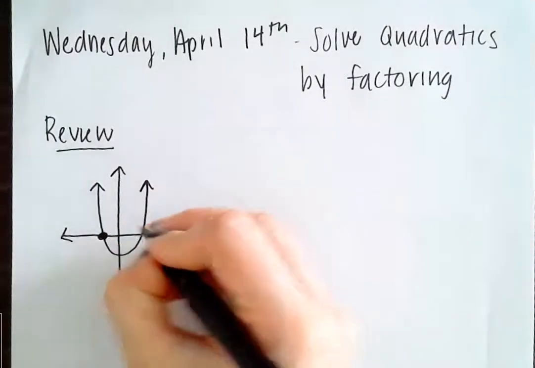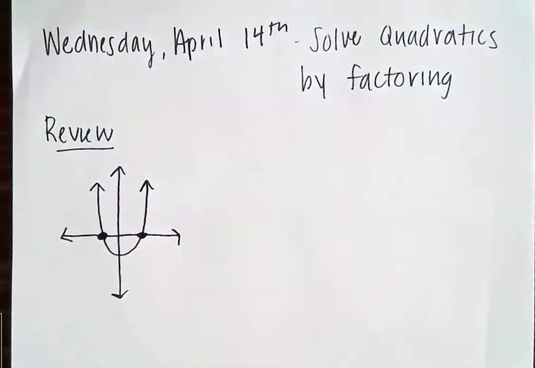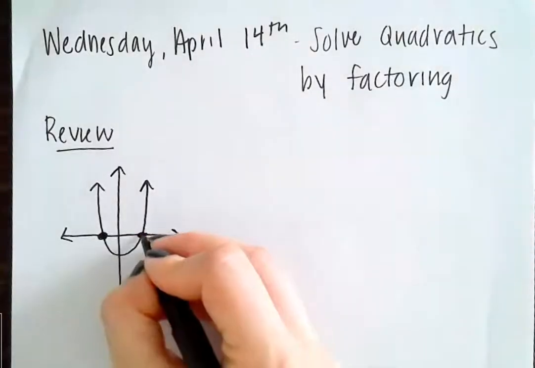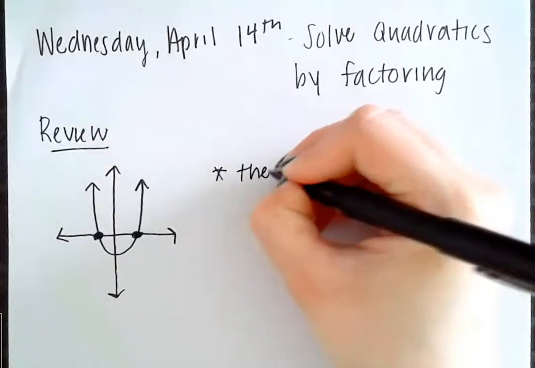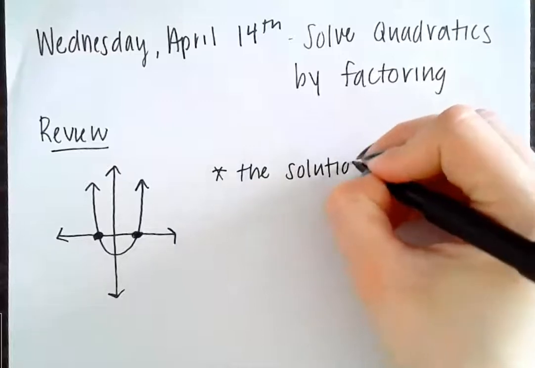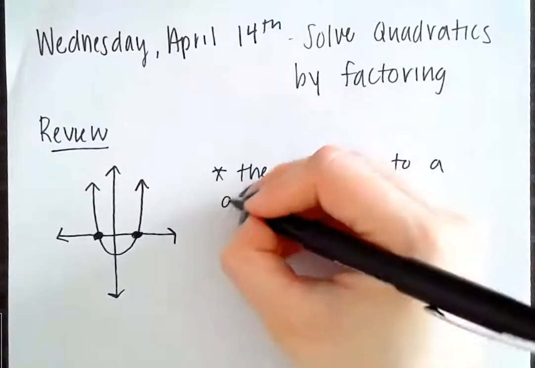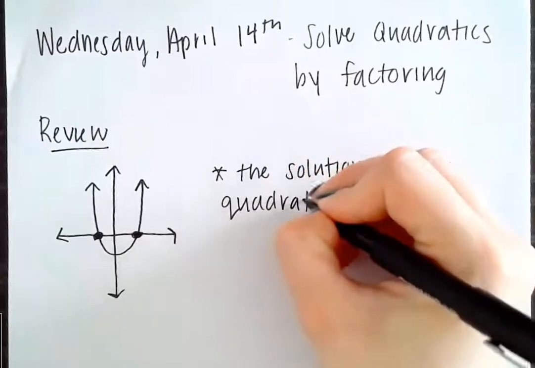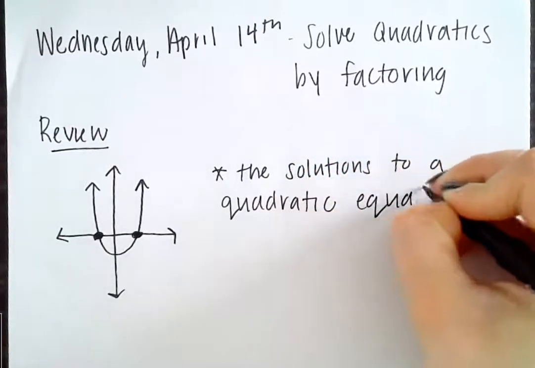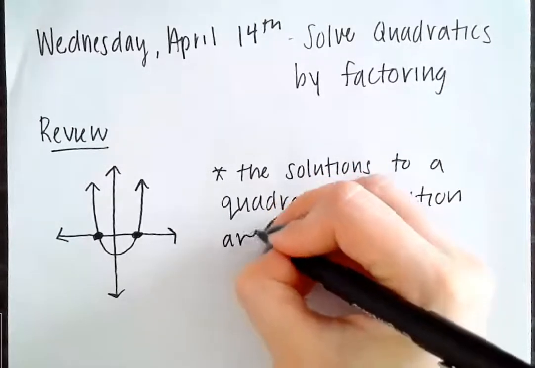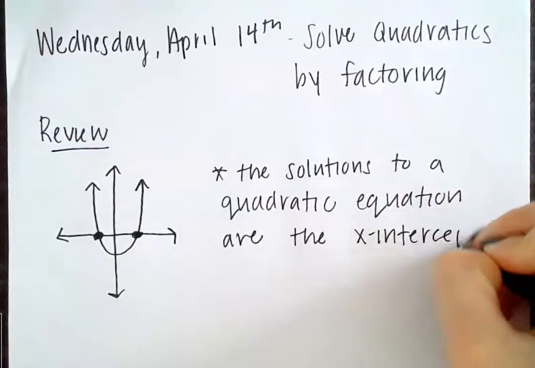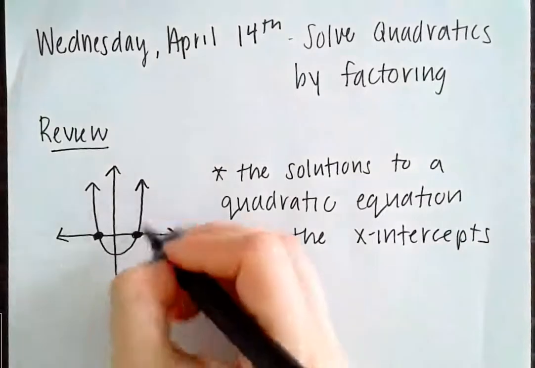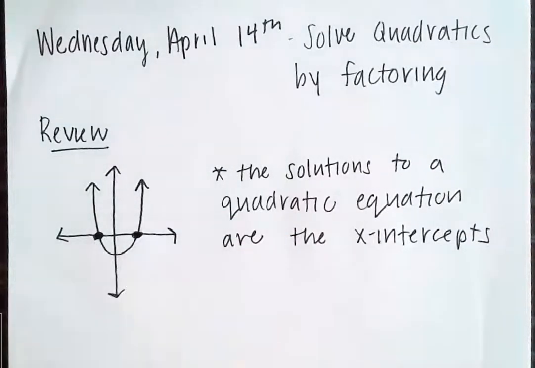And we said that the solutions to a quadratic equation are the x-intercepts, where it touches the x-axis. So maybe just put a little star here. The solutions to a quadratic equation, this should be a review, but we're just going over it, are the x-intercepts. Right? So wherever my parabola touches the x-axis, those are my answers to my equation.